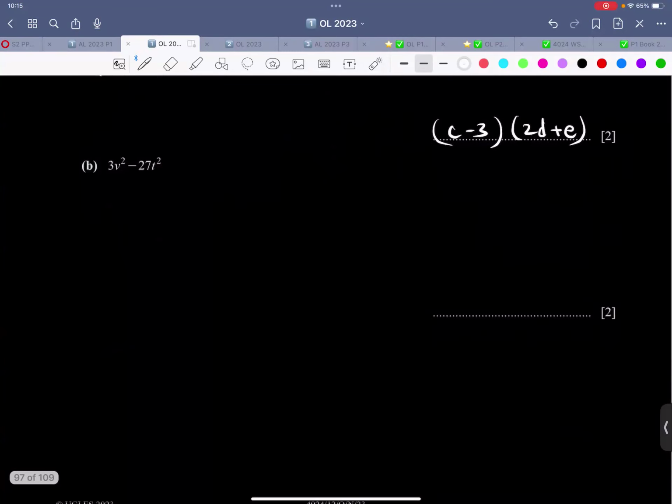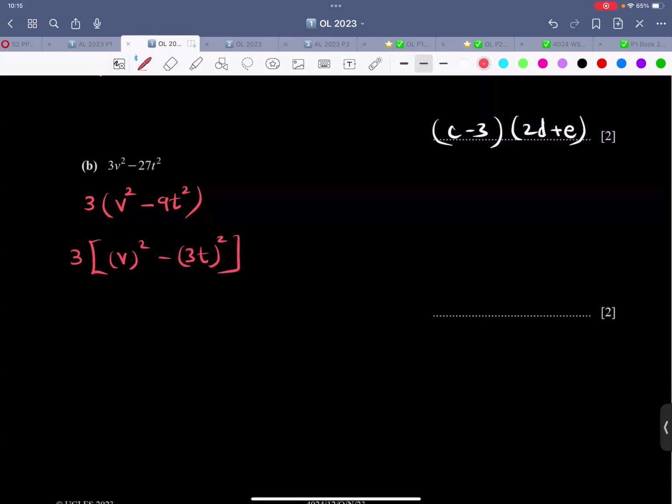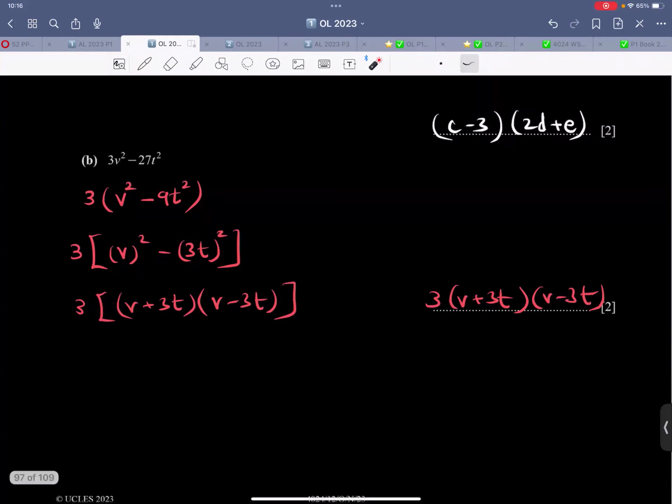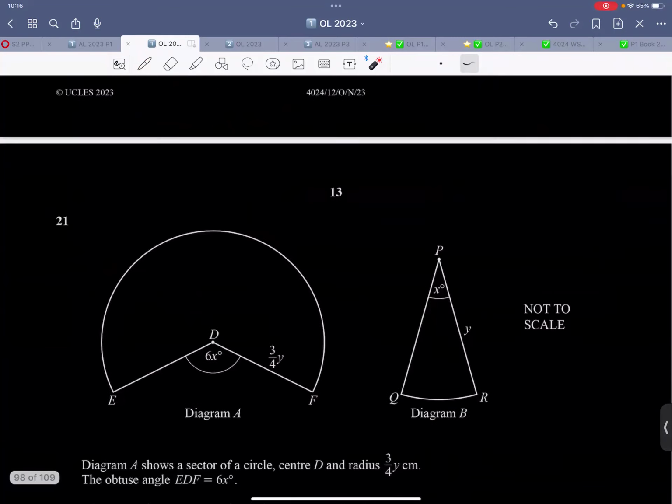Now this one, first take common. This is 3 common and we are left with v square minus 9t square. This is 3, v square minus 3t whole square. You can also write it directly. That is 3 (v plus 3t)(v minus 3t). So first I put a bracket for simplification. After the simplification is done, I can remove this bracket if I want to. So now question 20 is done.